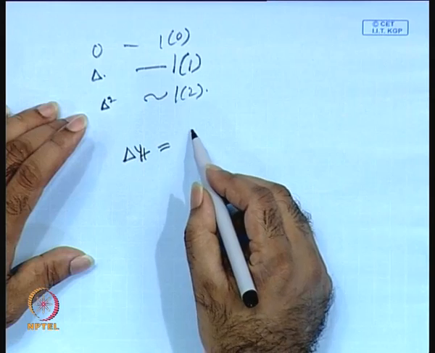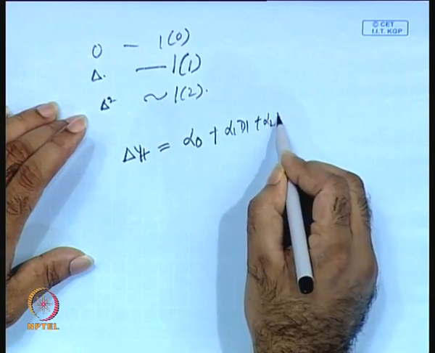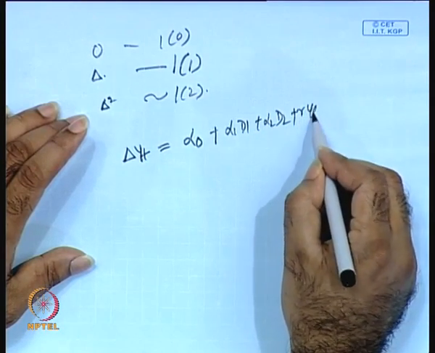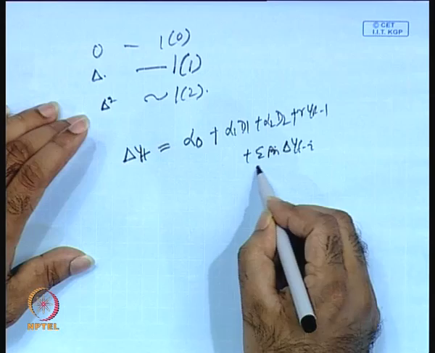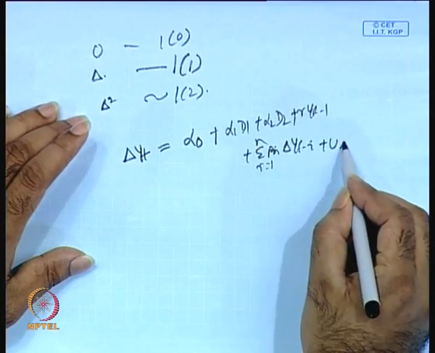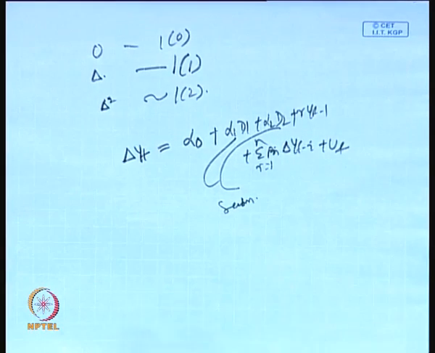In that case you can write it like this: alpha 0 plus alpha 1 D1 plus alpha 2 D2 plus gamma y t minus 1 plus summation beta i delta y t minus i, i equal to 1 to n, plus u t. D1 and D2 are the seasonal components, and they will give you the breaks, because sometimes the issue is why the variable is not stationary. There may be some structural break. If you detect the structural break, then you can get the complete picture of stationarity; otherwise it is very difficult to find out the stationarity issue.